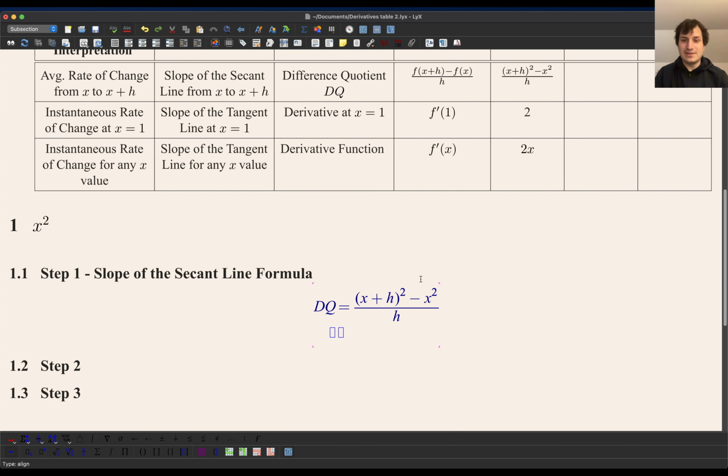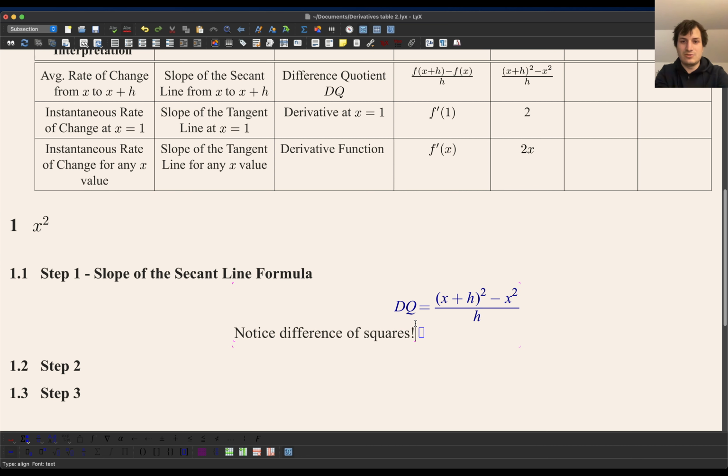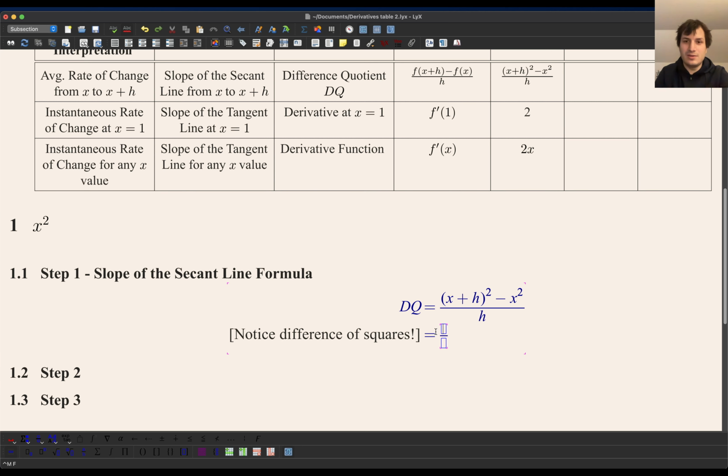So to do this, in this particular case, I'm going to notice a difference of squares. I notice a difference of squares in the top of this fraction. And what do you get? You have the difference of squares, x plus h minus x.